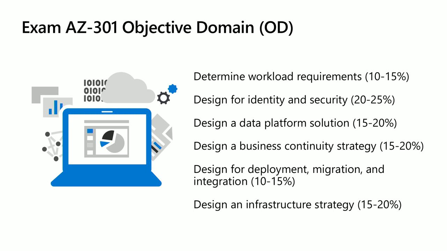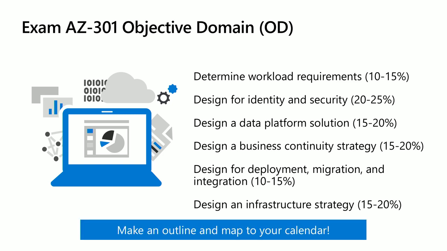Now, those percentages aren't really helpful in this case, are they? Because they're all pretty much even. On some exams, like AZ-900, for instance, there's one OD that is a bit bigger than the others. And then again, as a student, you think, well, I better put a little extra study time on that, you see? Here's an important tip I've found in my practice. Make an outline and map it to your calendar. Well, what do I mean by that?